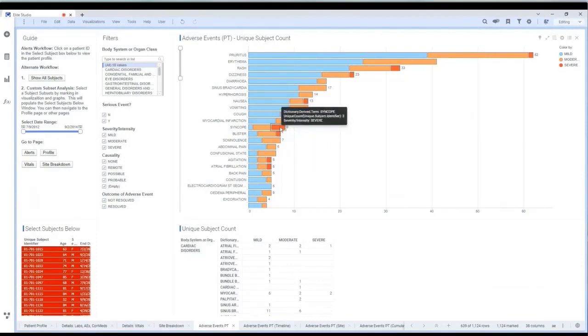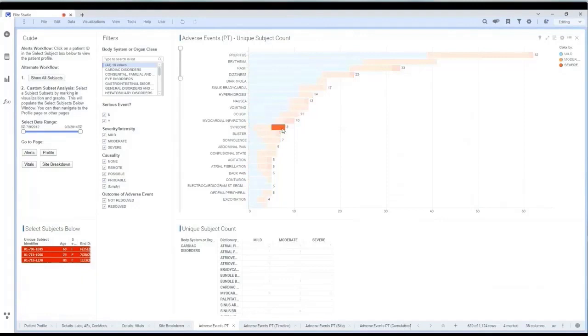By the way, the data I'm showing is a publicly available database. It is for a dermatology drug, so it's not expected to cause fainting. And so let's take a look at these severe cases. I'm just going to select the severe cases, and I can see that there are 3 patients that actually have reported syncope.